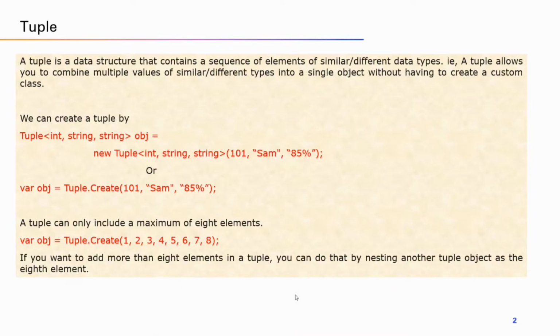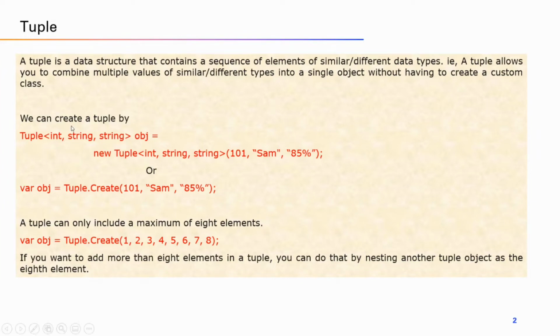Hi all, let's see tuple in C Sharp. A tuple is a data structure that contains a sequence of elements of similar or different data types. That is, a tuple allows you to combine multiple values of similar or different types into a single object without having to create a custom class.